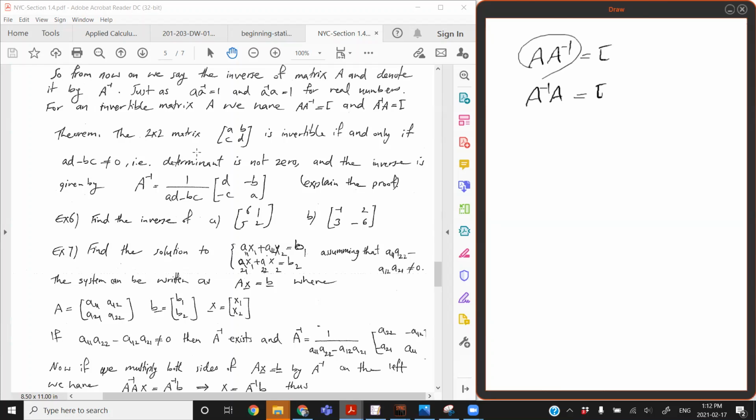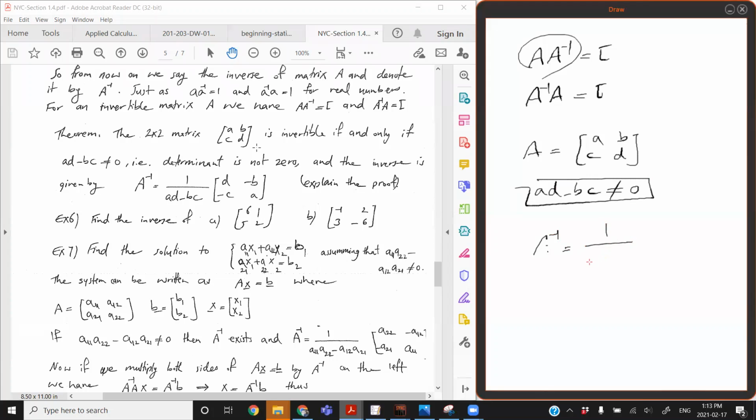Okay, theorem. The theorem that I have already explained. If you have a 2 by 2 matrix A, which is a, b, c, d, then it would be invertible if and only if ad minus bc is not 0. So if you have this condition, then it is invertible. If you don't have this condition, then it's singular. And if this determinant is not 0, then the inverse is 1 over that non-zero determinant times d, minus b, minus c, a.